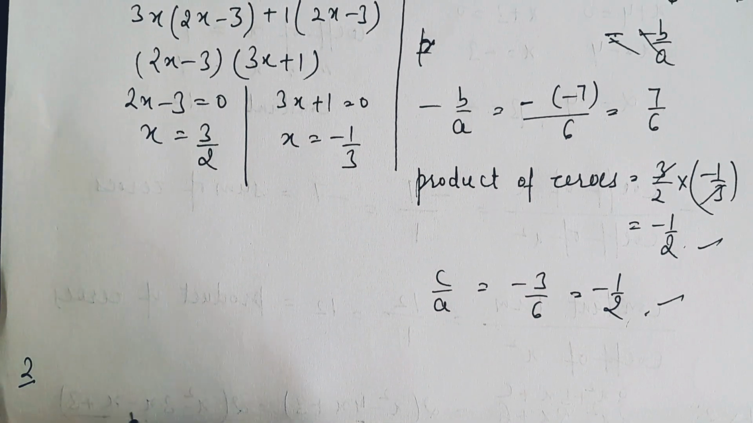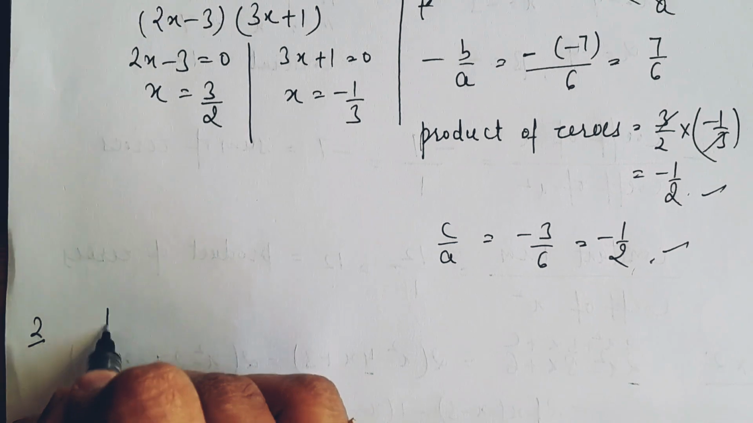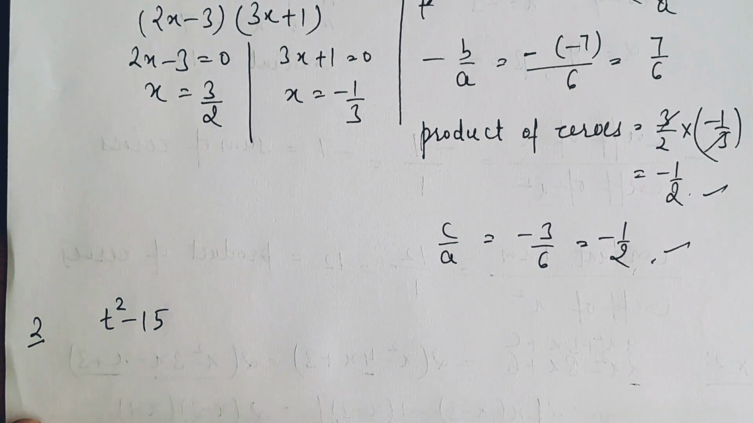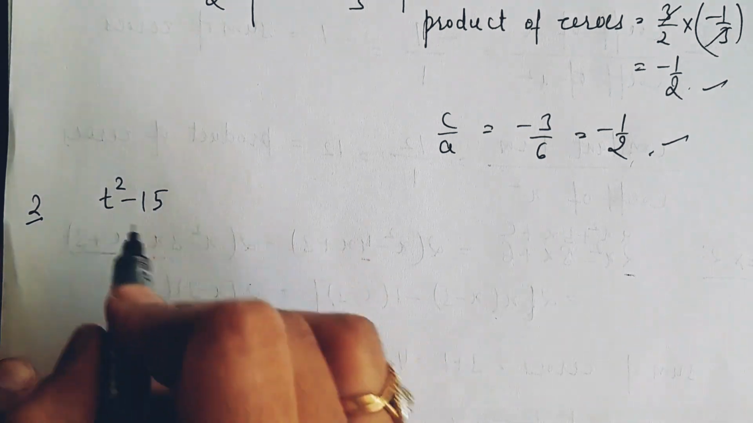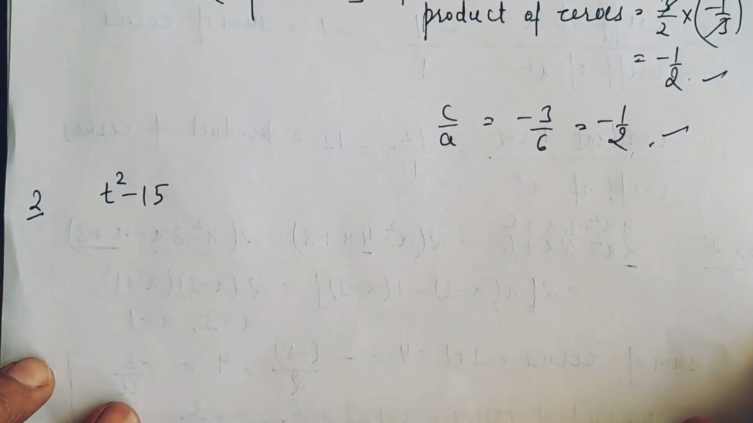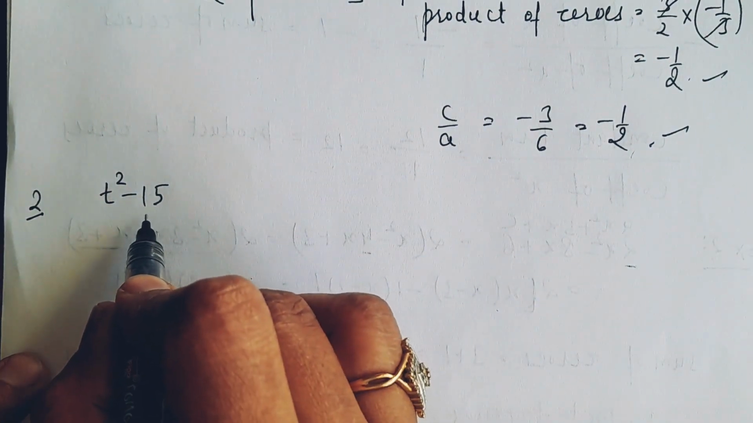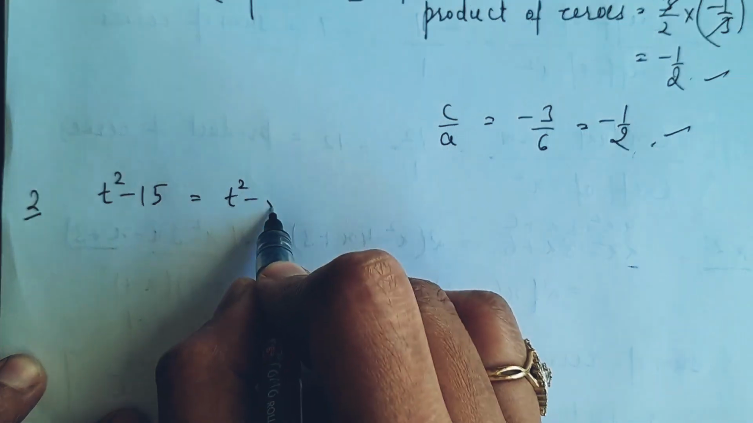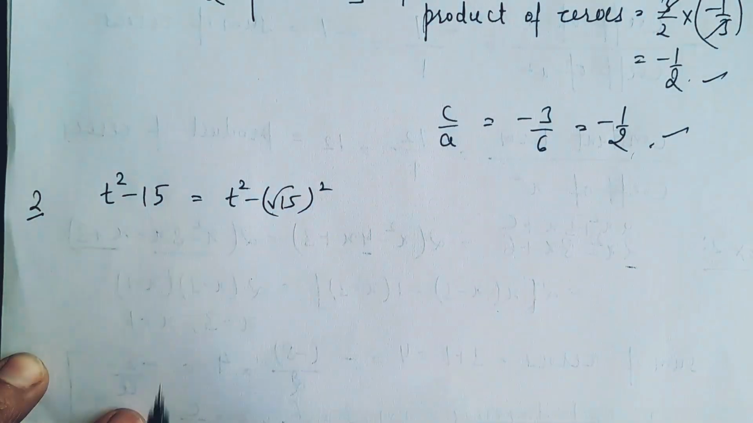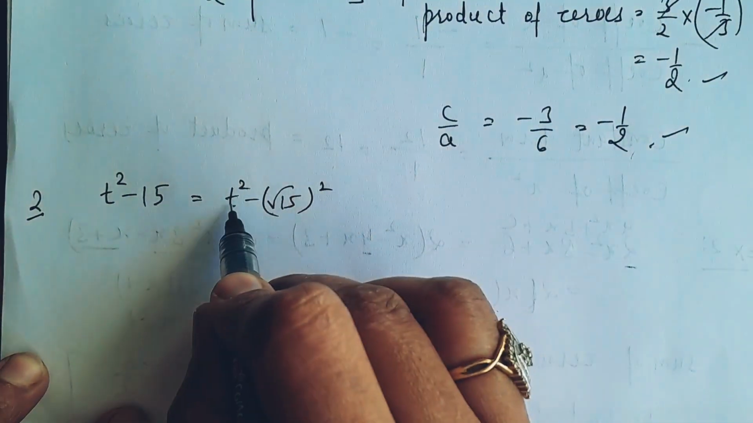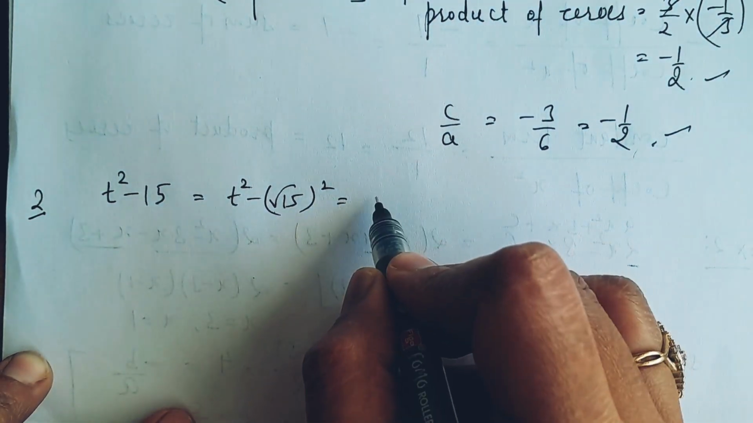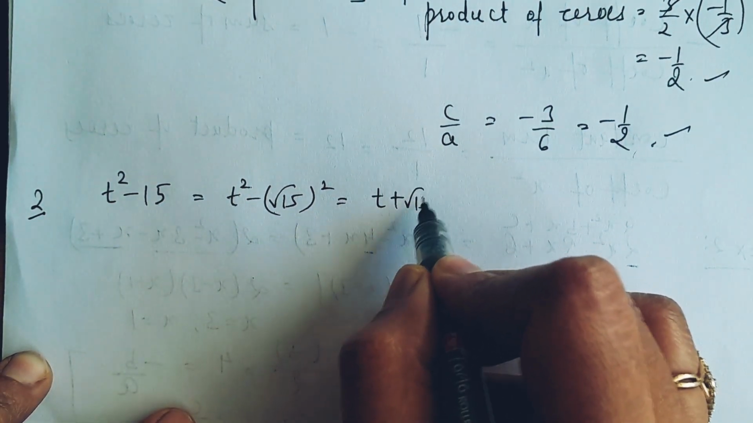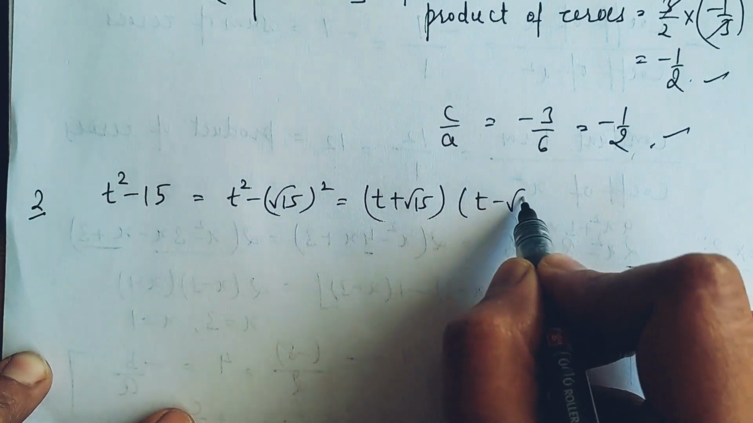Let's do t square minus 15. Now first we have to find the zeros. How we can find the zeros of this? There are two terms only, so we have to factorize first. 15 is not the square of any number, but we can write it as root of 15 square, right? So now this becomes a square minus b square. So we will apply here a plus identity, a plus b, a minus b.